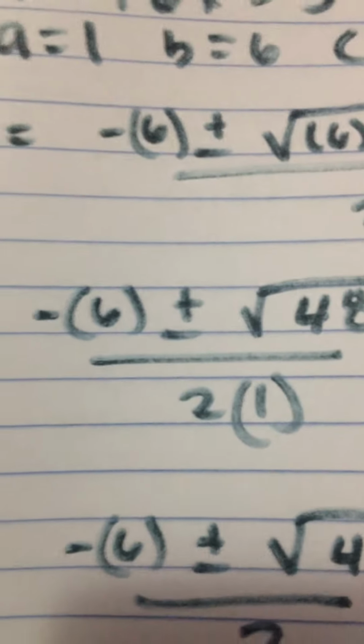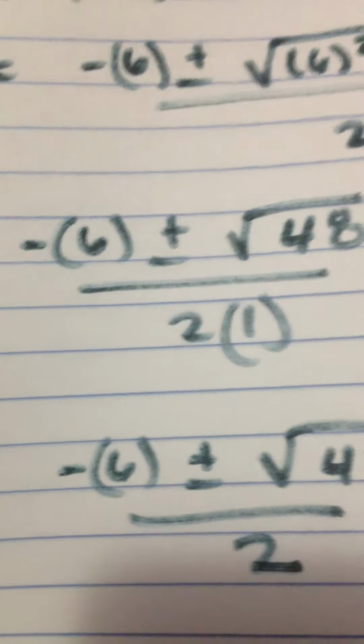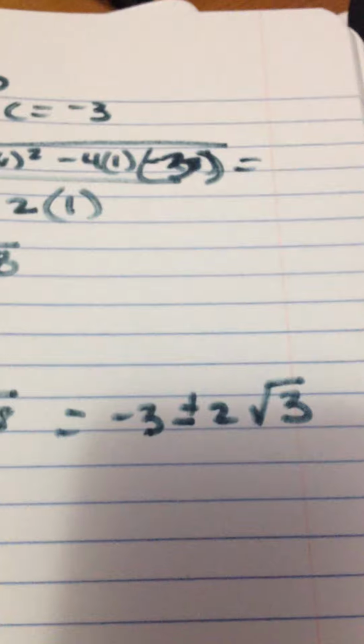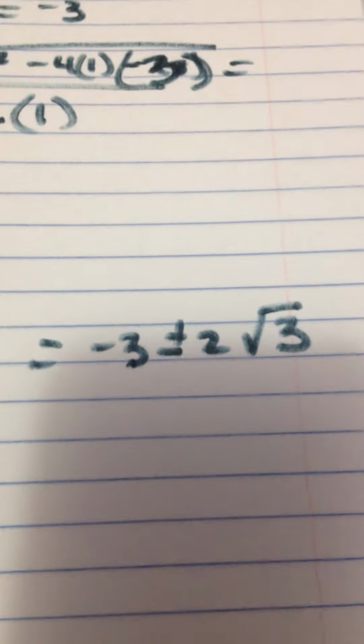And then your simplified equation is negative 6 plus or minus radical 48 over 2 times 1, and then you simplify it, which gives me the answer of negative 3 plus or minus 2 radical 3. So there's your answer. And the proposed solutions are negative 3 plus 2 radical 3, or negative 3 minus 2 radical 3. Alright.